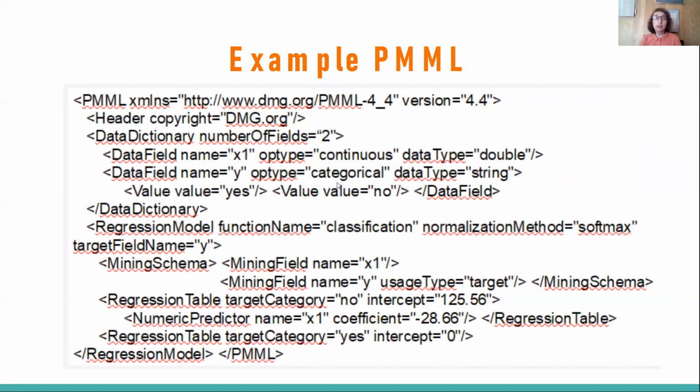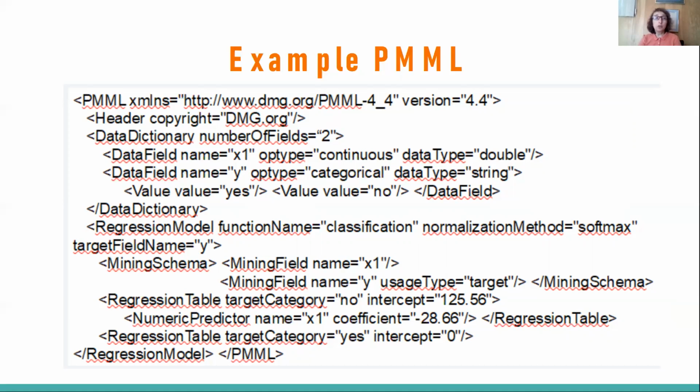And here is a little example of how a regression model, logistic regression model, looks in PMML. So it is an XML document with PMML as a root element. It has a header, a data dictionary, which describes what fields we have. In this case, we just have one continuous predictor, and our target Y is categorical with values yes and no.